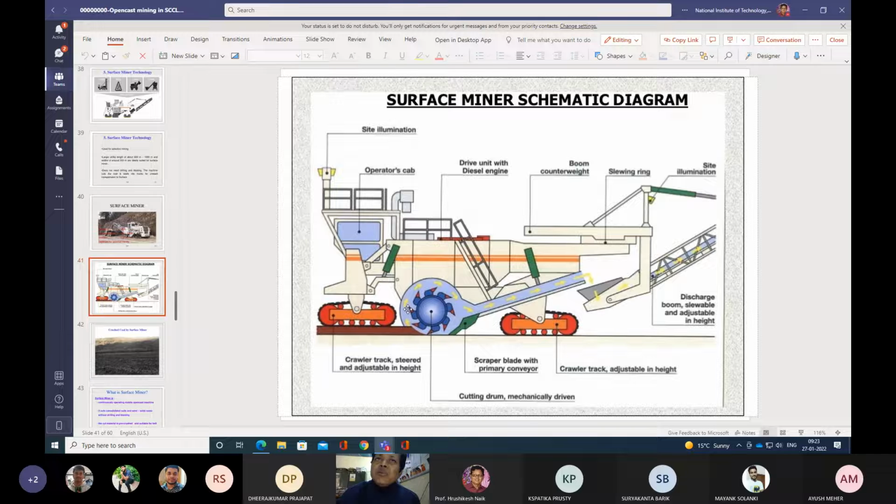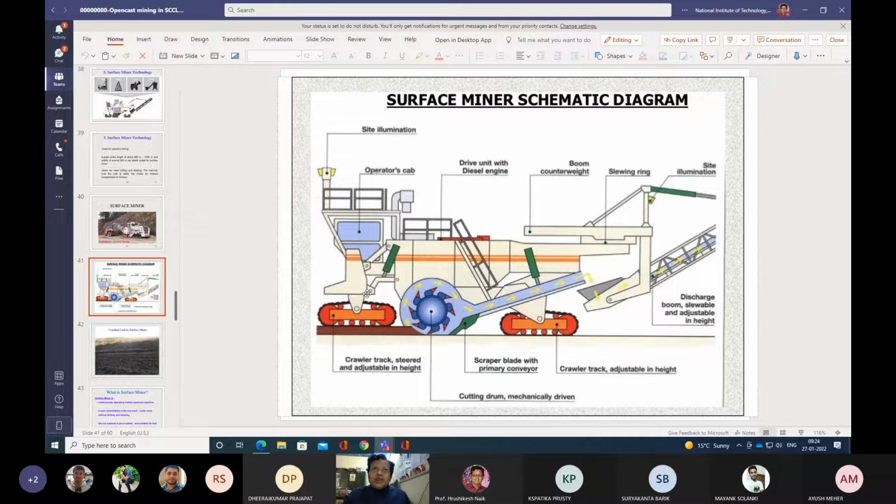Okay, so this is the bottom portion I have discussed, and this is the operator's cabin. This is the operator's cabin where the operator sits and operates the machine. Okay, and there is an illumination system here. Lights are there because it will operate in the night time also, so that the operator can see. Visibility will be there in night time also.